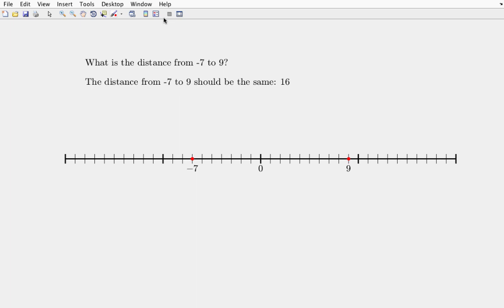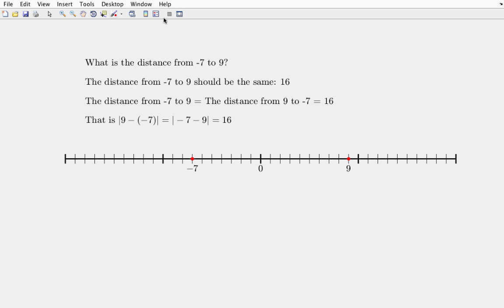Just as the distance from Edinburgh, Texas to Dallas, Texas is the same as the distance from Dallas, Texas to Edinburgh, Texas. A distance is a measurement without any sense of direction. It's a directionless measurement. So the distance from -7 to 9 equals the distance from 9 to -7, which is 16.